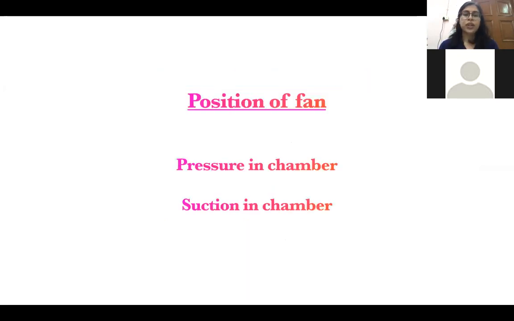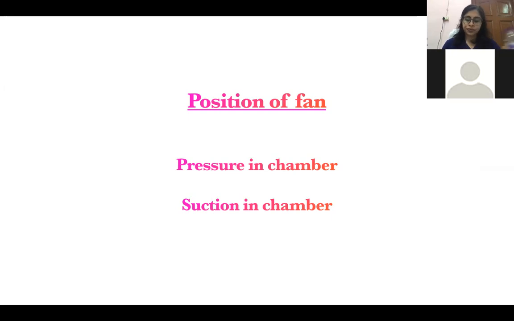Then comes position of fan. The fan can be situated in the pressure chamber where negative pressure is created, or in the suction chamber where the air is sucked inside the drying chamber.